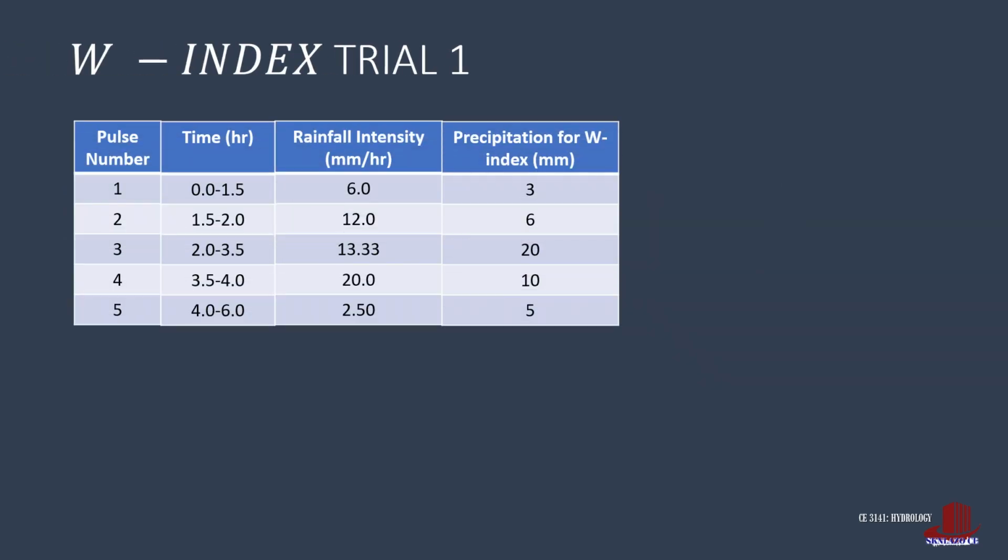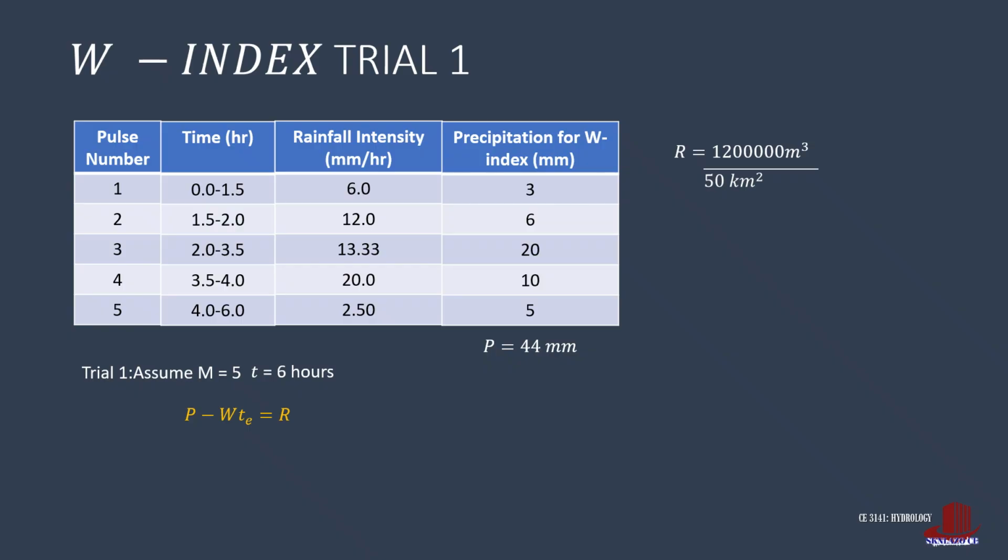Having completed all the necessary parameters, we can take the first trial of solving W index. The first trial considers all the 5 pulses, covering 6 hours. The function is P less Wt is equal to R. P is the summation of the precipitation, where we get 44 millimeters. R is given in the premise as 1.2 million cubic meters. Divide this by the area of the catchment, which is 50 square kilometers.